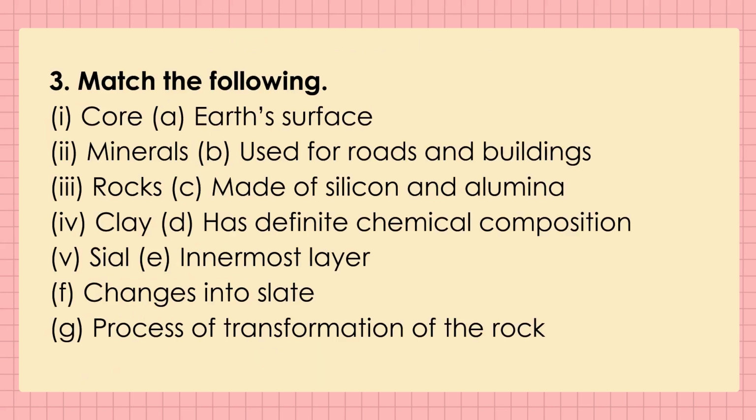Match the following. In column A, it is core, minerals, rocks, clay, and CL. In column B, it is earth surface, used for roads and buildings, made up of silicon and alumina, has definite chemical composition, innermost layer, changes to slate, process of transformation of the rock.